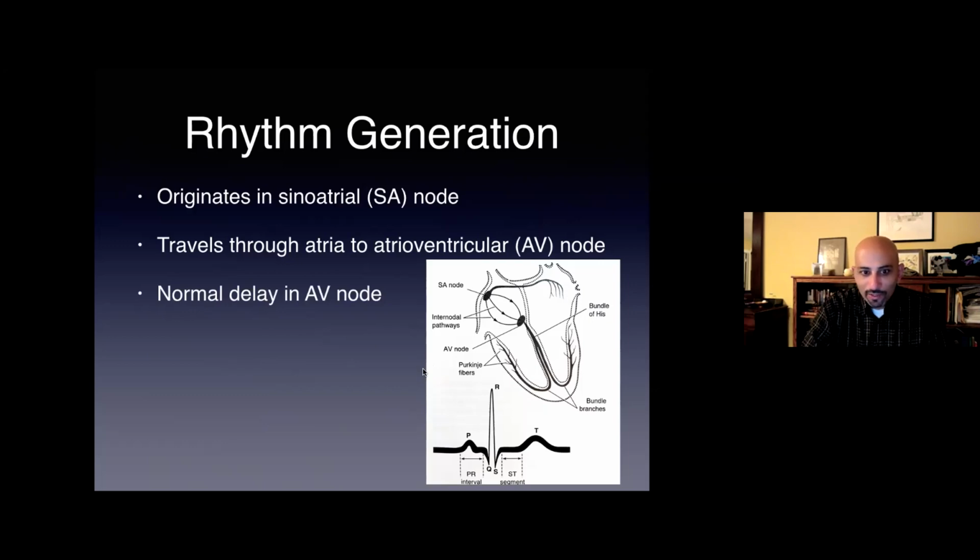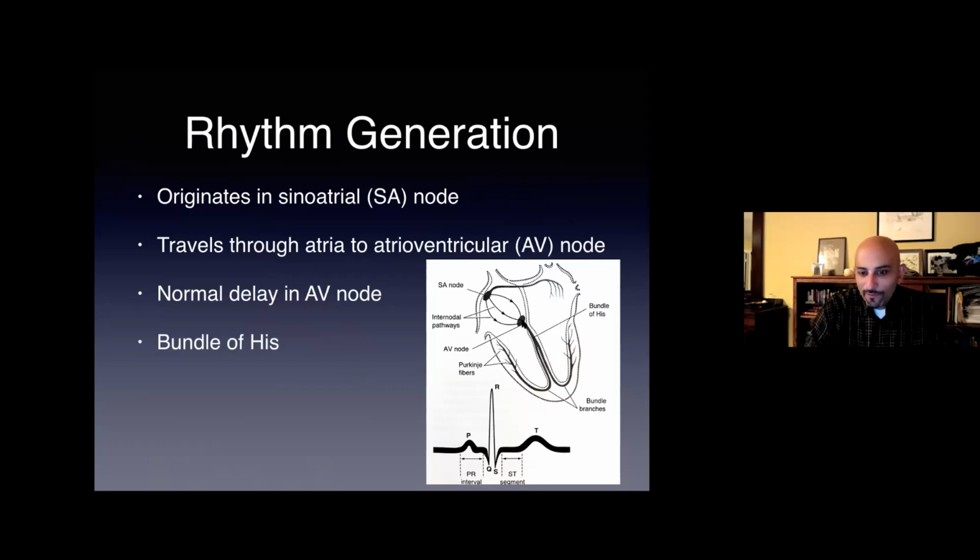Now, in the AV node, there's a normal delay. One of the jobs of the AV node is to take this impulse, put a little pause on it, and allow a little gap between atrial contraction and ventricular contraction. If your atria and your ventricles contracted at the same time, your heart would not be efficient. Your valves wouldn't know whether to be open or closed. And so there needs to be a delay between the atria contracting and the ventricle contracting. And that delay happens in the AV node.